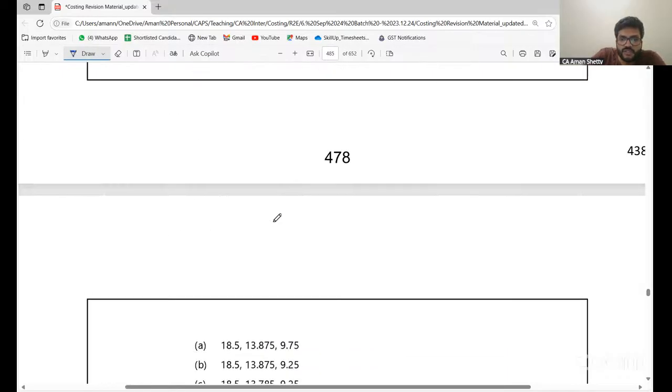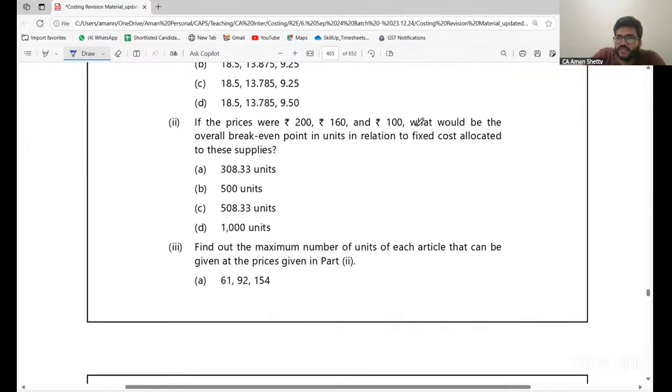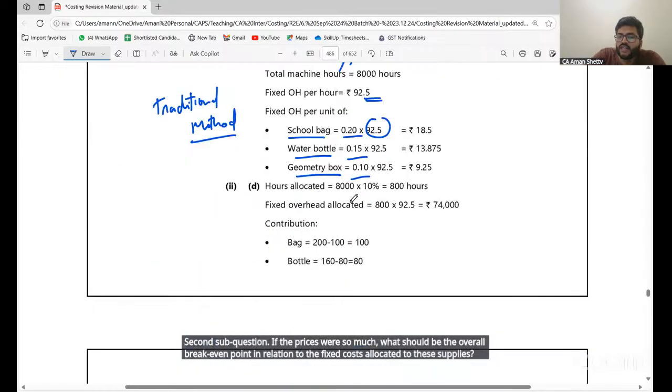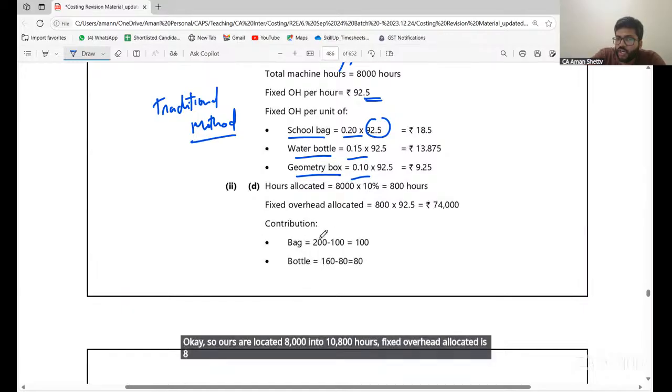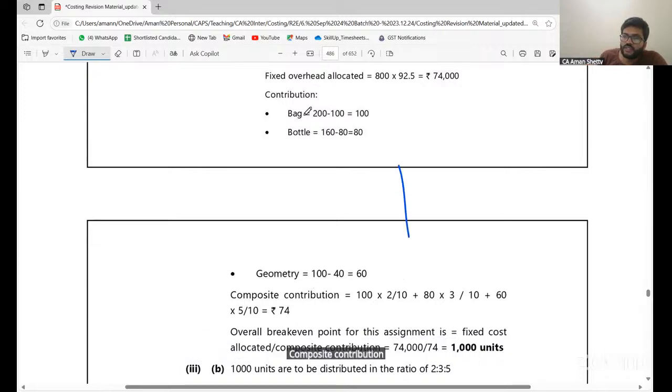Second sub question. If the prices were so much, what should be the overall break-even point in relation to the fixed cost allocated to these supplies? Okay, so hours allocated 8,000 into 10%, 800 hours. Fixed overhead allocated is 800 into 74,000. Contribution: 200 minus 100, 160 minus 80, 100 minus 40. Given the question, composite contribution.